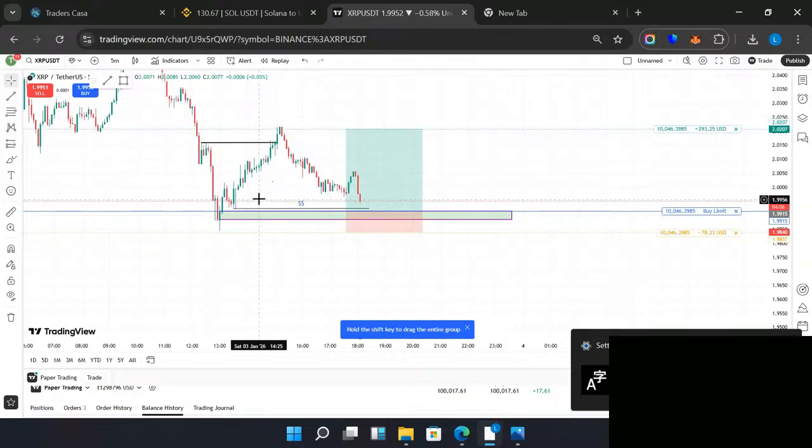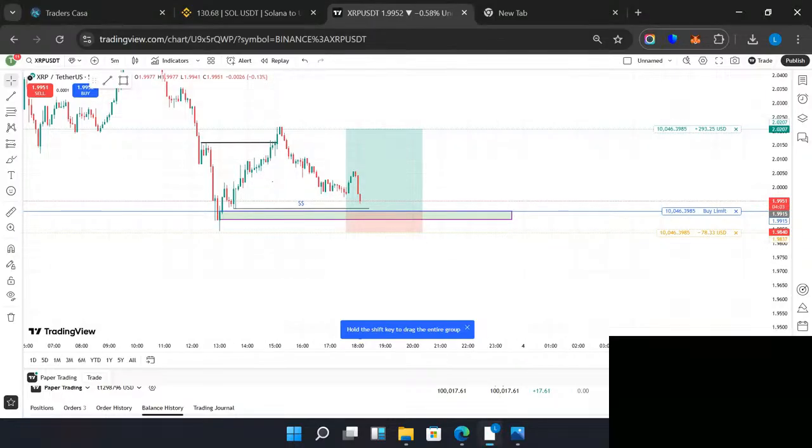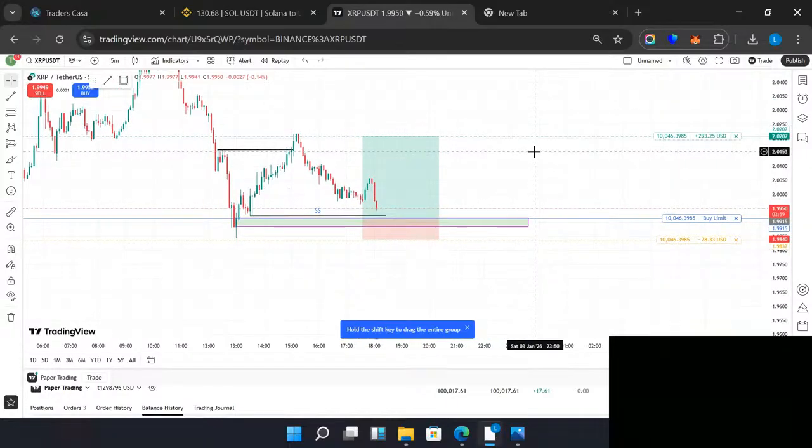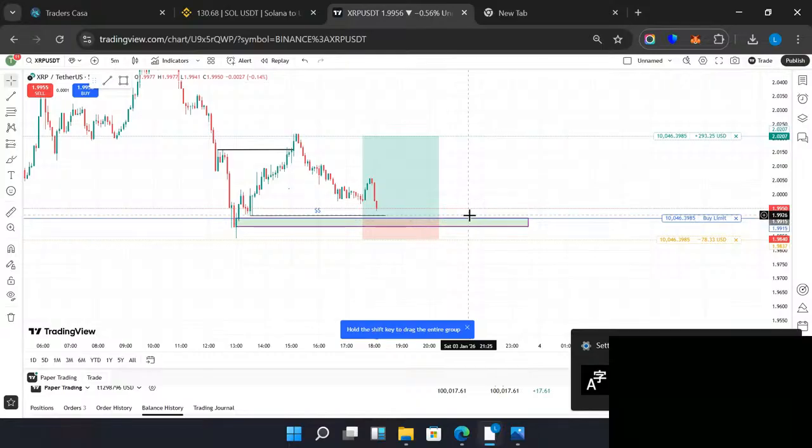Because there is an order block here also, but price mostly just comes till here. If you would take this order block, it will not help you. The thing that will help you is this.